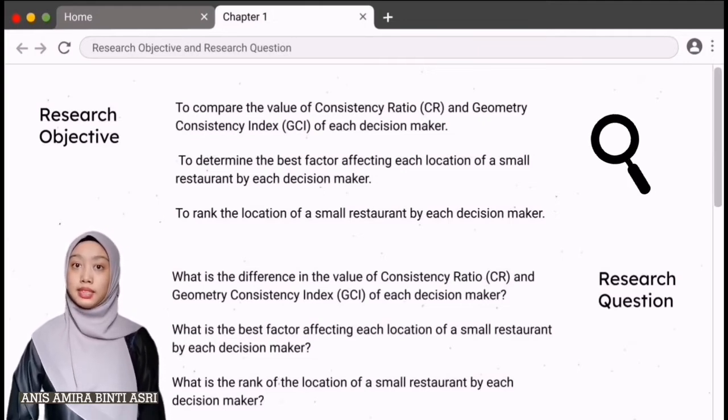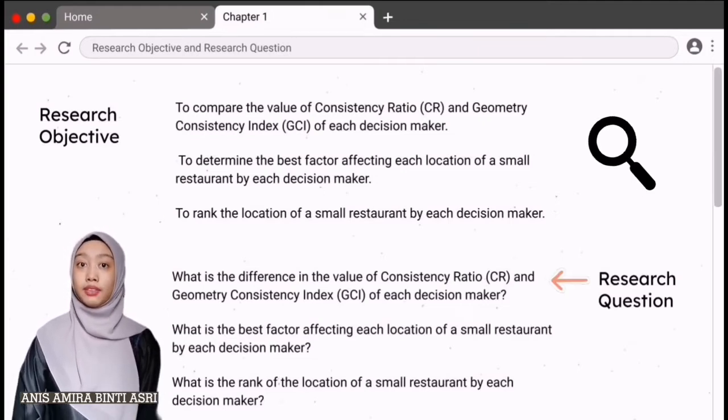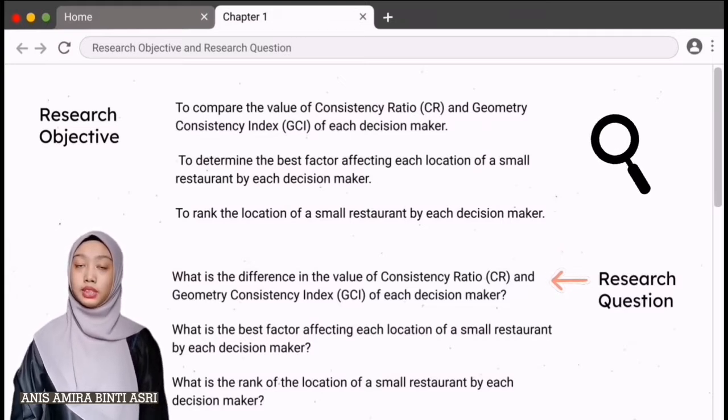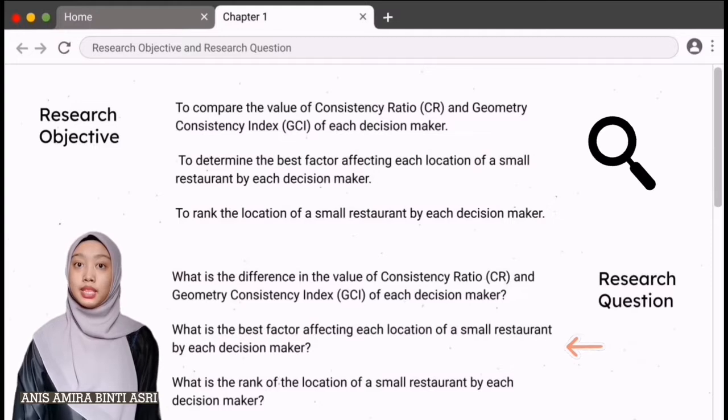While the first research question is, what is the difference in the value of the consistency ratio and geometric consistency index of each decision maker? Second, what is the best factor affecting each location of a small restaurant by each decision maker? And the third is, what is the rank of the location of a small restaurant by each decision maker?